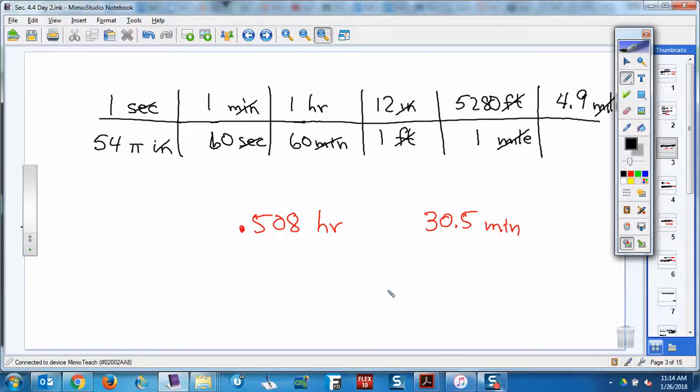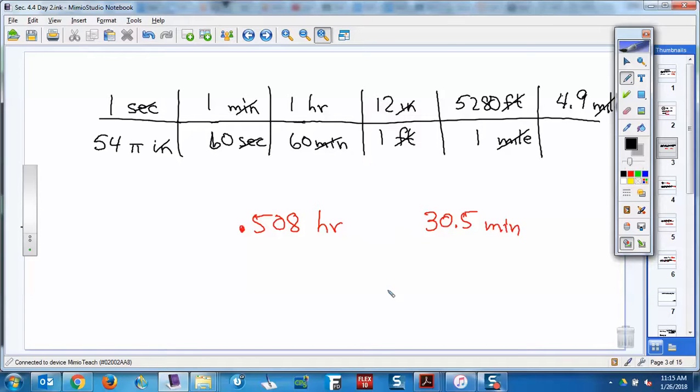Now, your work might not have been the same as this, but I knew I wanted to end up with hours, so I did 1 second is one pedal rotation. That's going to be that many inches. And then I just went about canceling out seconds to get to hours. And then what did I still have? I still had inches, so now I needed inches to get into miles. So I had inches to feet, and then feet to miles, and it was 4.9 miles for the whole trip. So everything cancels out but the hours. And so that was 0.508 hours, or 30.5 minutes, okay?